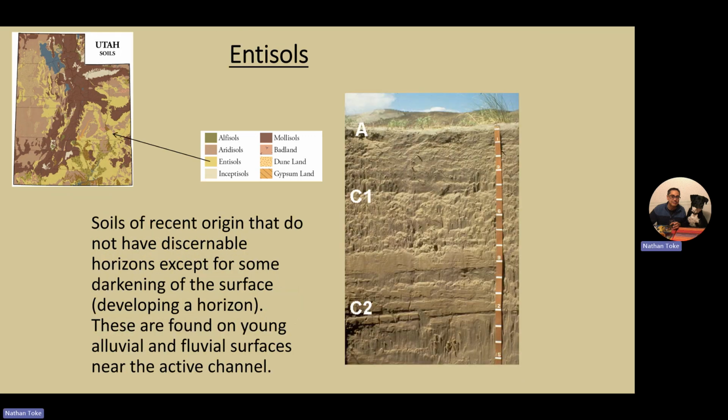Entisols shown here. As I said, this is a super weakly developed soil. And so all we actually see is C, which is parent material, which in this case is silt, and then A, which is silt blown in from the top. So not much of anything going on here. These soils are not very good for agriculture. They're very poorly developed. They don't have much organic matter. Not very stable. They're quite weak.